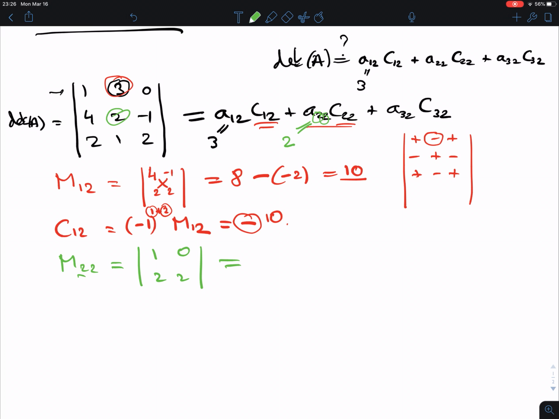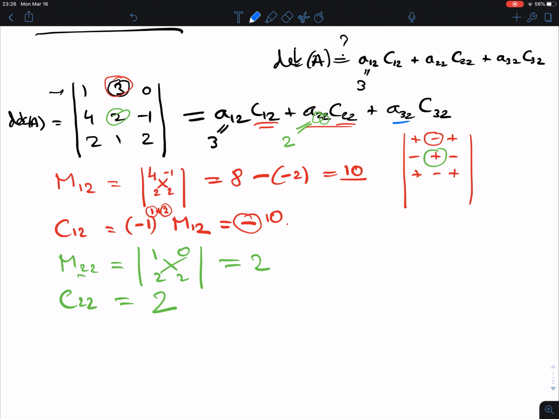So this is a 2 by 2 matrix. It's very simple. Product of these two, 2. Product of these two is 0, so the whole thing is just 2. And what is C22? See whether you can figure this out already. But look at the pattern now. Second row, second column. So we're talking about a plus sign. So it's also 2. All right. There's one more. Let's do that in a different color.